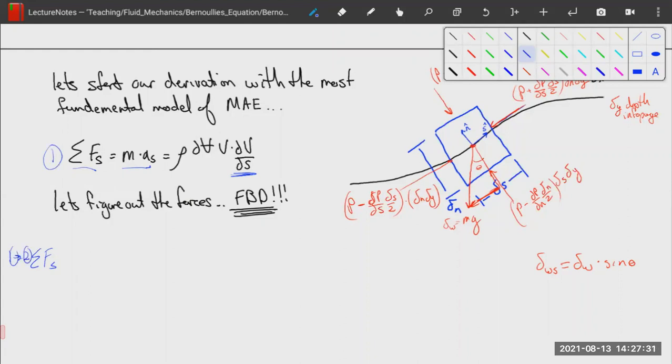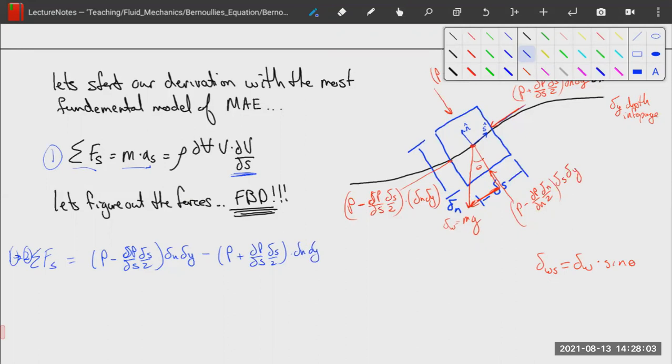It's going to be equal to, and let's start going. So we have (P minus ∂P/∂s Δs/2) times ΔnΔy, minus (P plus ∂P/∂s Δs/2) times ΔnΔy.